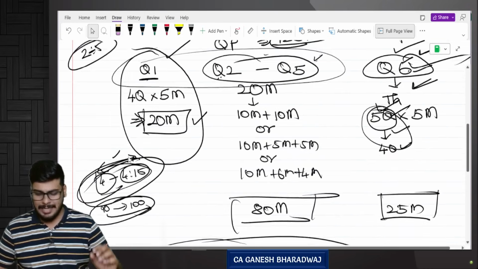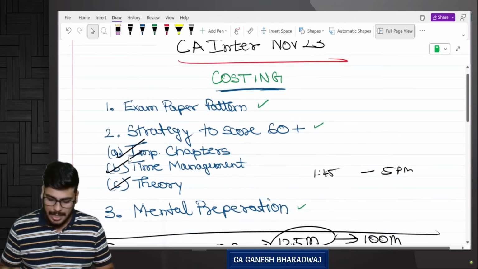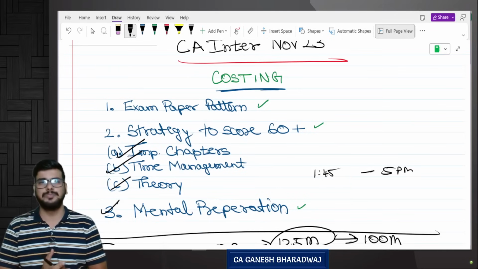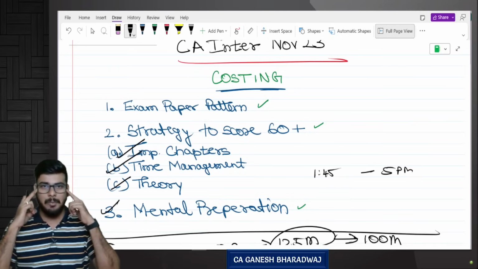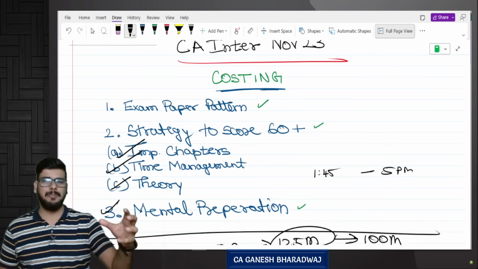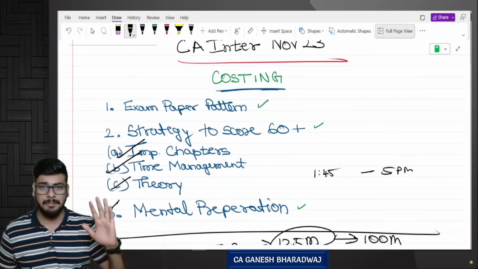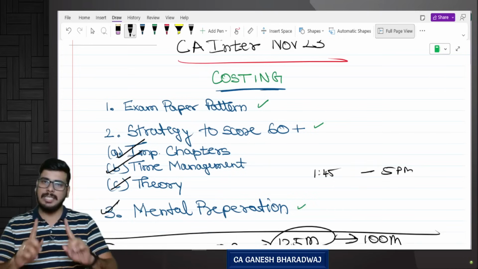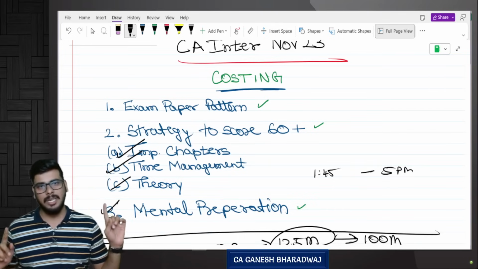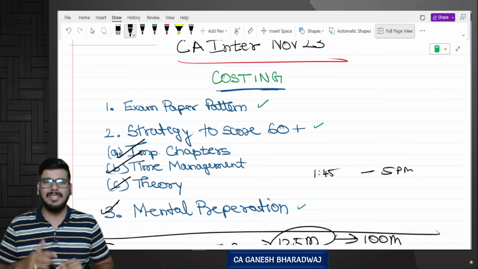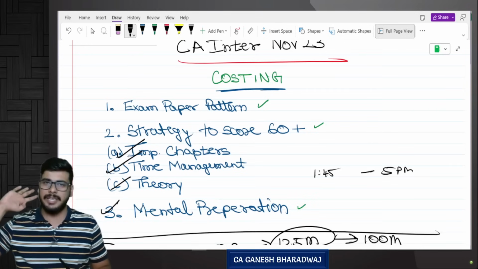Now, the last and final part that I want to tell you guys is about mental preparation. Right now, the most important factor is your mindset. Now, sir, the first paper, accounts, yes, it was very lengthy. Yes, I know that. It is not just lengthy for you, it was lengthy for everyone. Remember that, right? Law today you would have written, right? However it is, don't carry it forward to the next paper.